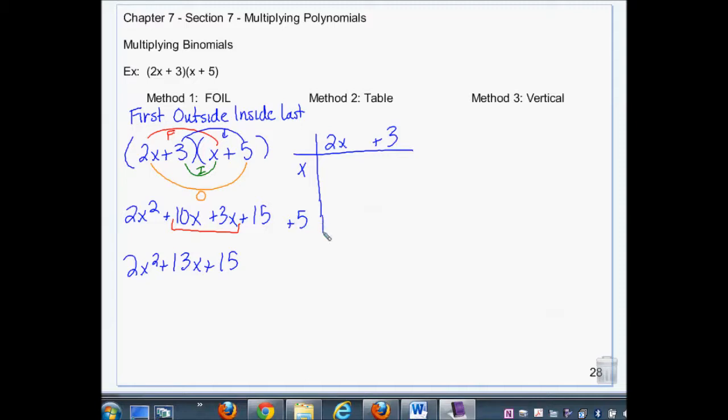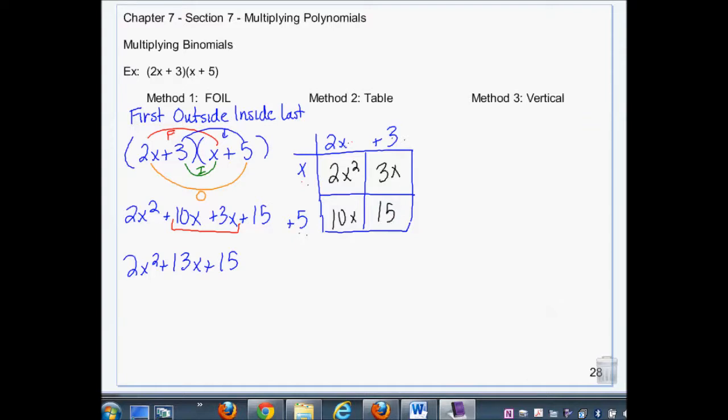And then you just draw boxes. It works exactly the same way a multiplication table does. In a multiplication table, we multiply this number times this number to get this number. So I'm going to multiply x times 2x, and I get 2x squared. Then x times 3 gives 3x. 5 times 2x gives me 10x, and 5 times 3 gives me 15.